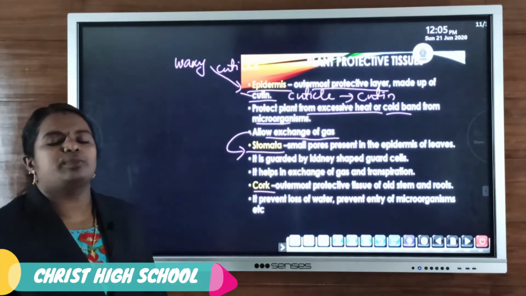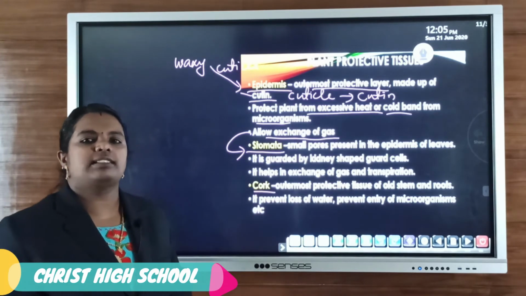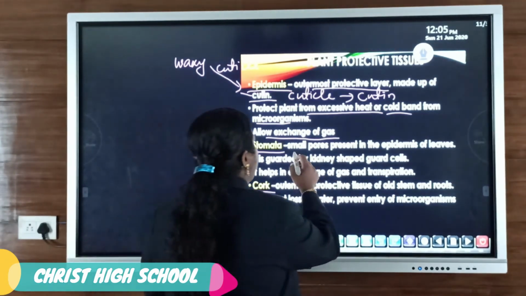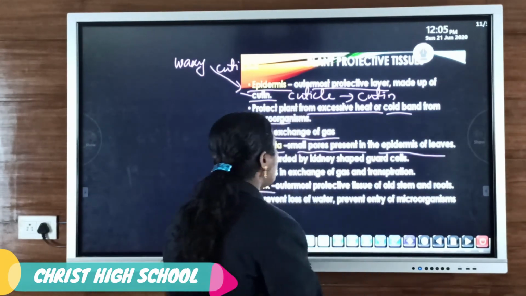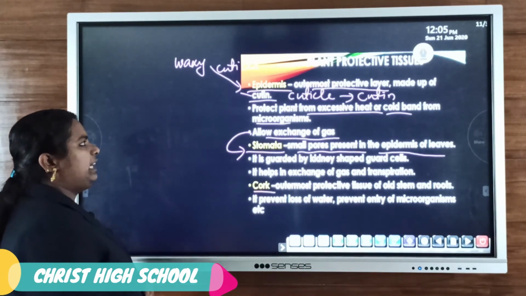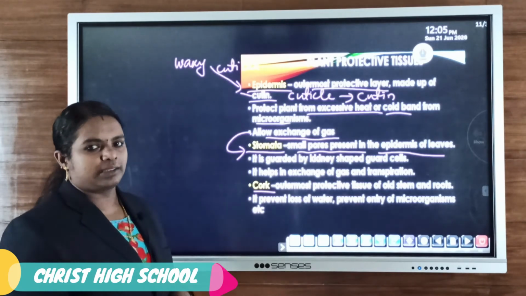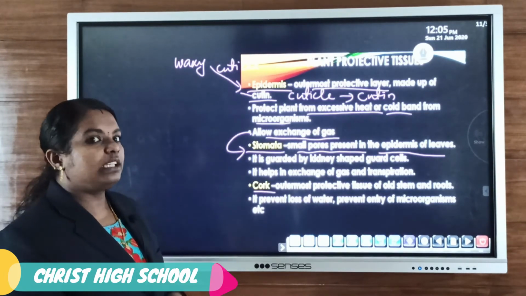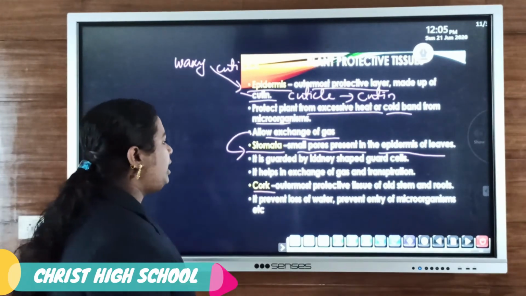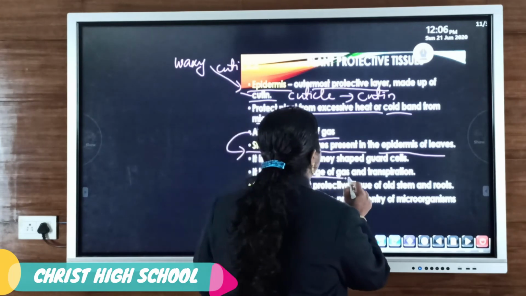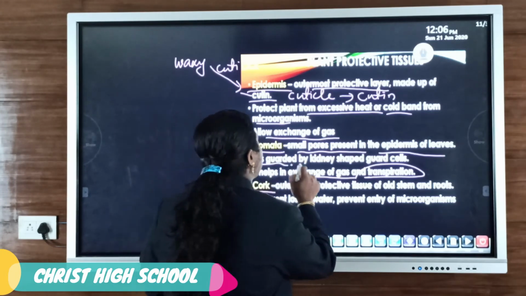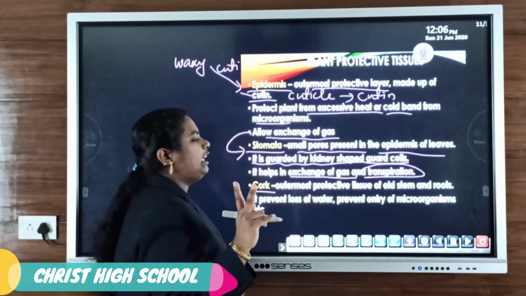Stomata are small pores or small openings present on the epidermis of leaves. With the help of these stomata, plants can lose water, that is the transpiration process, as well as exchange gas. So the main function of stomata is to help in exchange of gas as well as in the transpiration process. And stomata are protected by two kidney shaped guard cells.